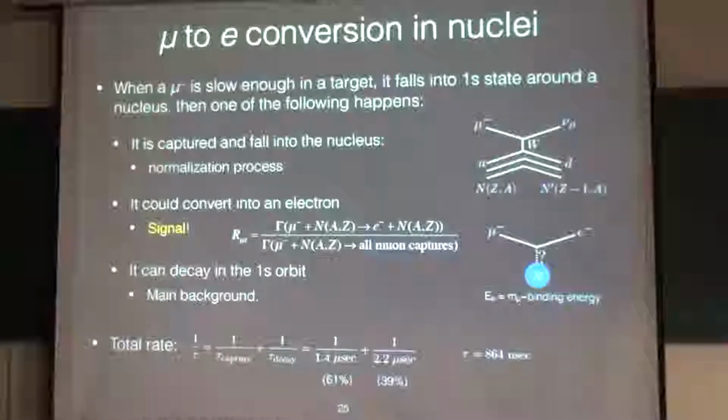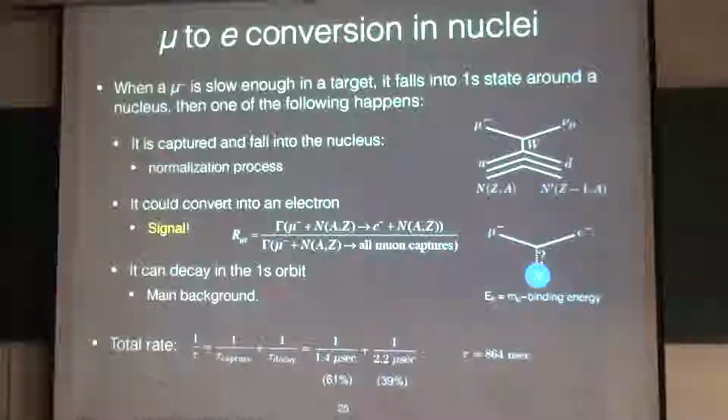Okay, another experiment is mu-to-E conversion. This is the experiment I got involved in more. In this experiment we actually used mu minus instead of mu plus, because when the mu minus is slow enough in the target, it falls into the atomic orbit around the nucleus, into the 1S state, and one of the following would happen. The first is that it could be captured and fall into the nucleus. In this kind of diagram only a neutrino comes out, which you don't see, and you change the type of the nucleus. And this is our normalization process.